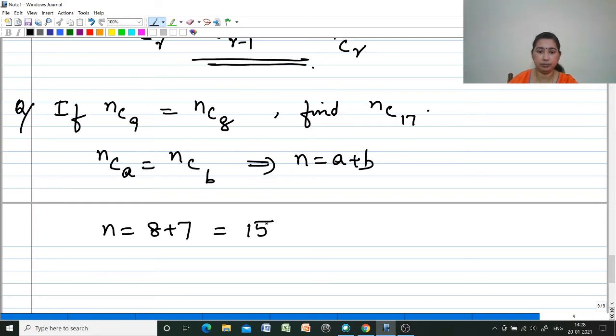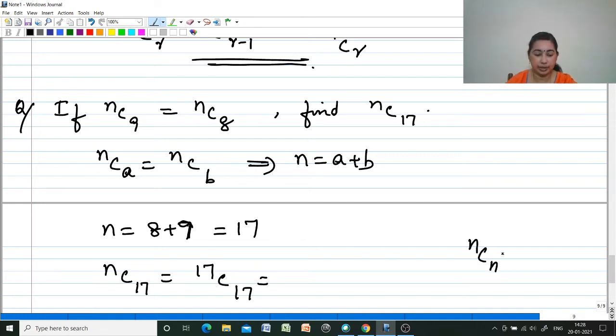n is equal to, not 7, it is 9. So n is equal to 8 plus 9, that is equal to 17. So we have to find what is nC17, that is 17C17 is equal to nCn. What is nCn? nCn we have already studied in this session itself, in this video itself. Earlier I have discussed what is nCn. nCn is the same as 1. So 17C17 is equal to 1 itself.